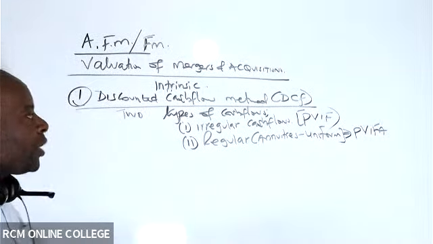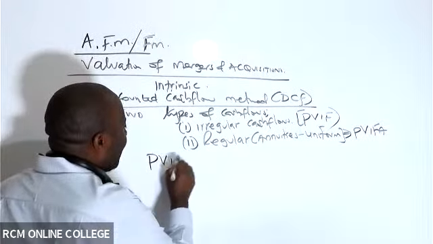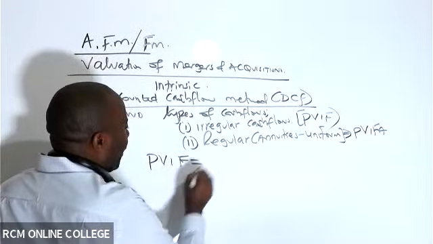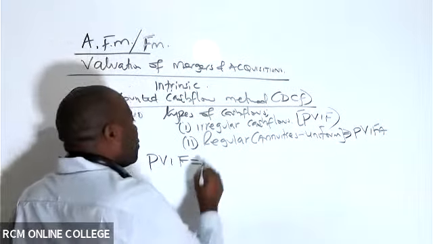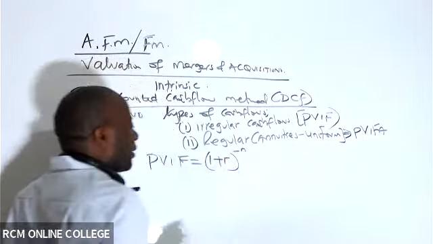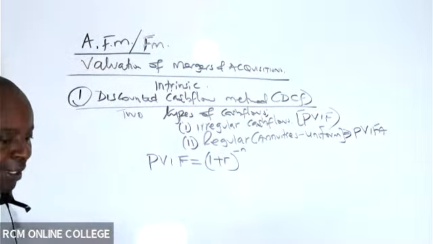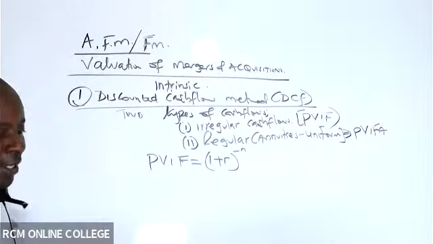My aim this morning is to come and just remind you of the basic formulas. How do we get our present value interest factor? To get the PVIF, we normally take (1 + r) raised to negative n.